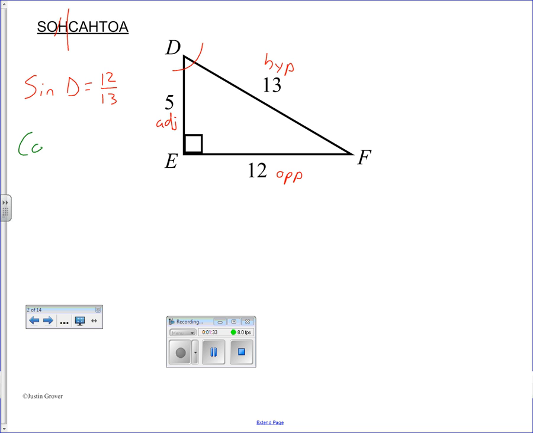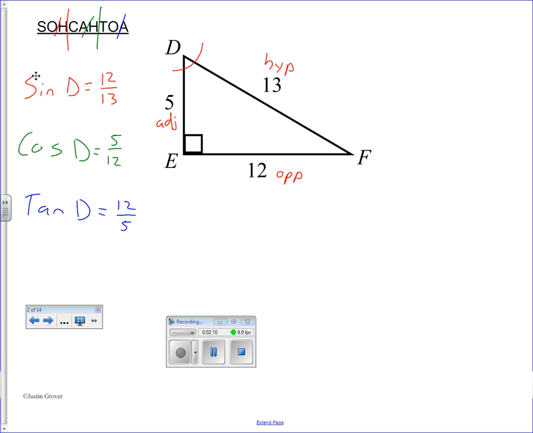Cosine D. So we're talking about the same angle D, so the sides are from the same perspective angle. So 13 is still the hypotenuse, 12 still opposite, 5 still adjacent, and the middle three letters of Sohcahtoa tell us that cosine is adjacent over hypotenuse, so that's 5 over 13. And the last basic trig function is tangent. The tangent of angle D, the last three letters, is opposite over adjacent, and so the opposite side is 12, the adjacent side is 5. So tangent of angle D is 12 over 5.